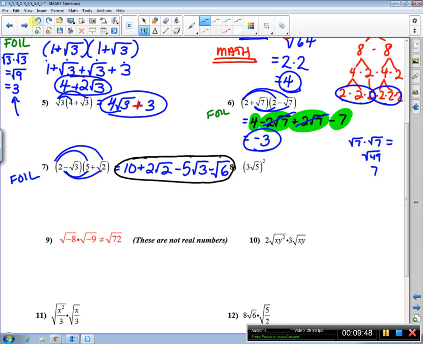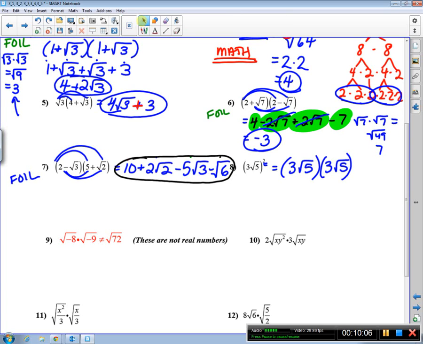There we go. Number 8. We've got a 2 outside, so we're going to write this twice. Write it twice. Now it's not a binomial this time. A binomial has two terms in it that have adding or subtracting between them. This is not a binomial. This is just 3 radical 5 times 3 radical 5. So it's the same as saying 3 times radical 5 times 3 times radical 5.